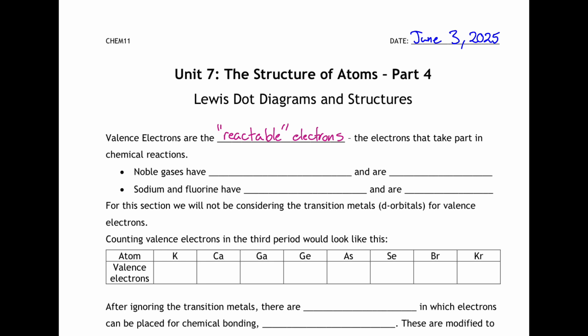And basically the way we can set this up is that noble gases have no valence electrons. No valence electrons, because they're not reactive. They don't do anything.